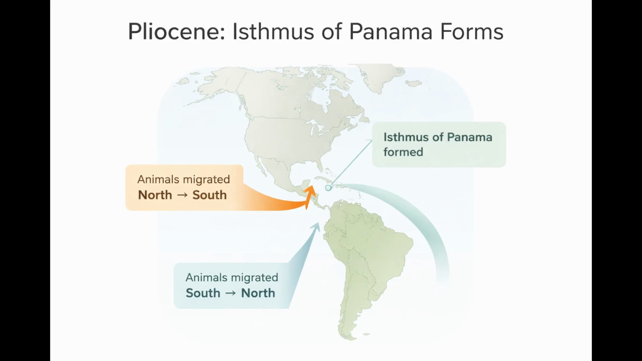Another major Pliocene event is the formation of the Isthmus of Panama. Once that land bridge formed, animals could migrate between North and South America. This kind of connection can trigger major ecological change because species that evolved separately suddenly compete, prey on each other, or spread into new habitats.